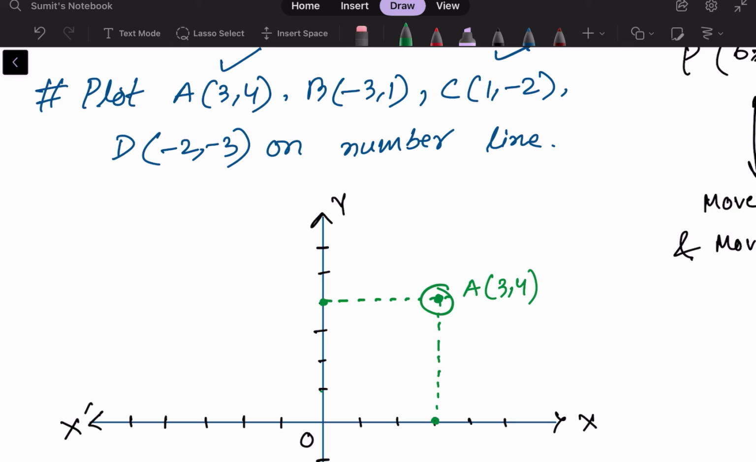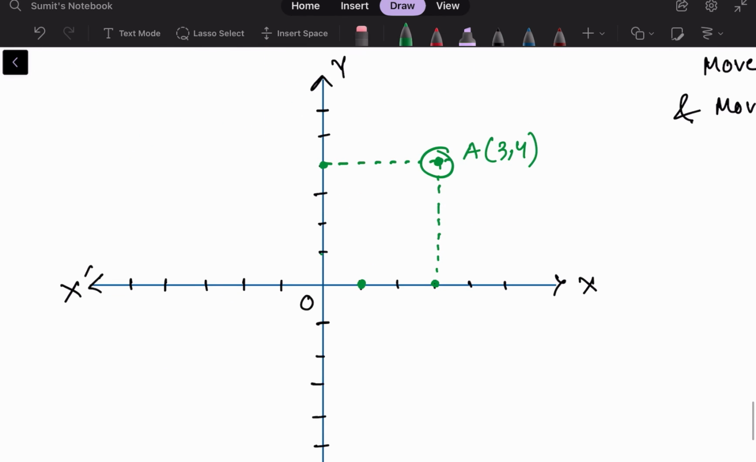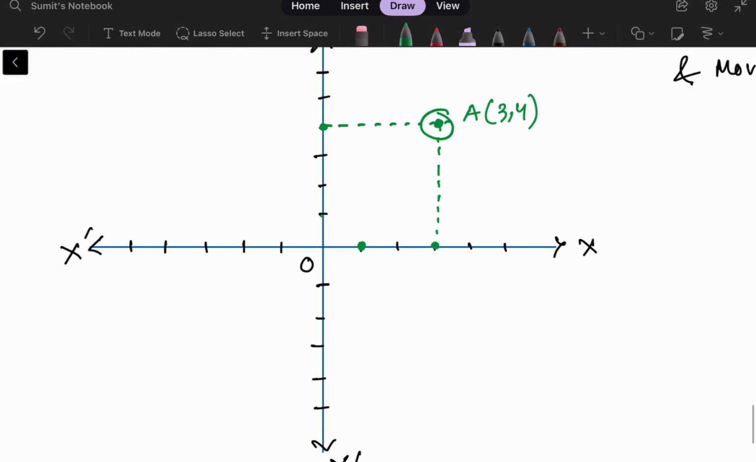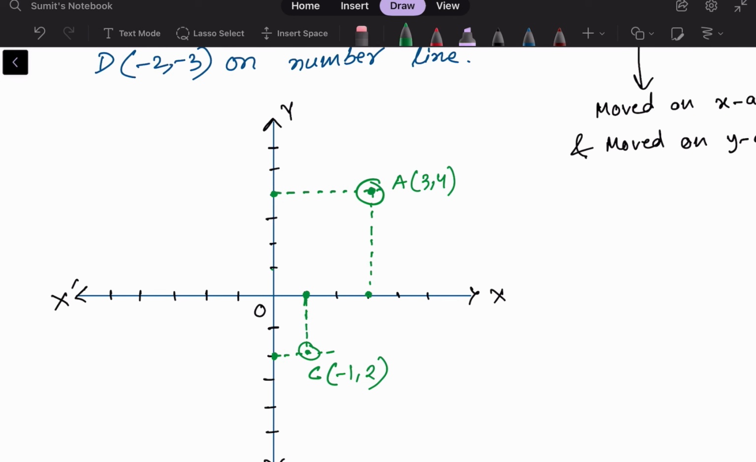C(1, -2). (1, -2) means on x-axis it moved... Fourth quadrant. Actually it will lie in the fourth quadrant. So on x-axis it moves 1 unit. That means that point, only 1 unit. And then -2 is there. That means on y-axis it moves -2 units. That -2 means here. Draw the line from the x-axis also. So at that point they intersect. So that point is called C(1, -2). That's very easy, na? So you can plot the remaining 2 numbers also.